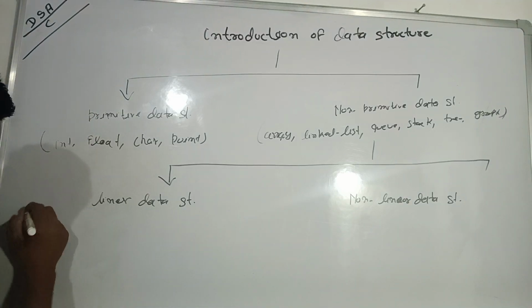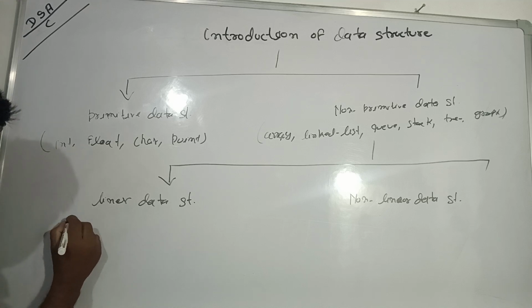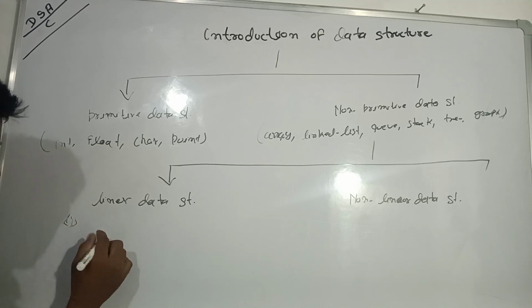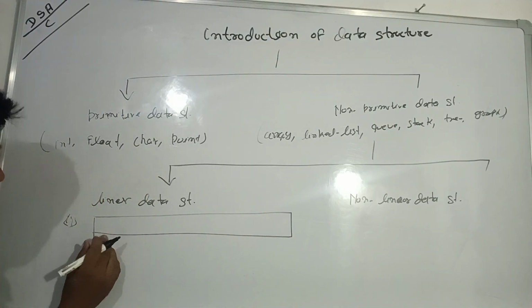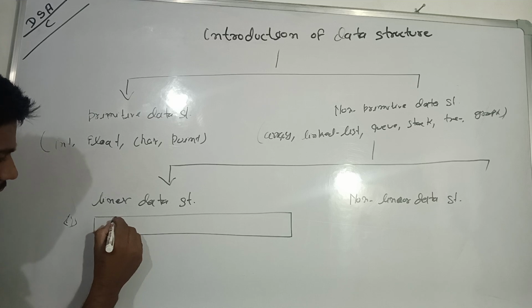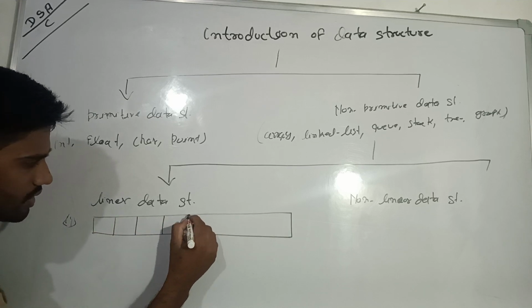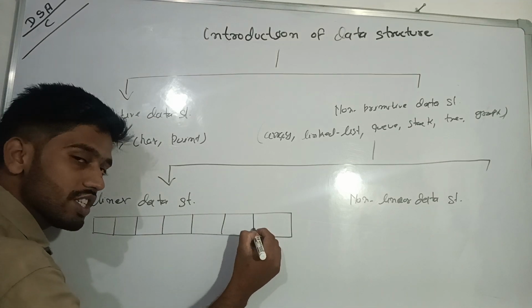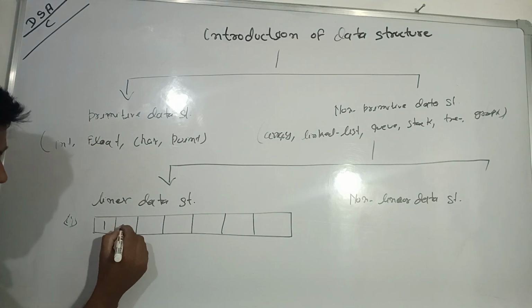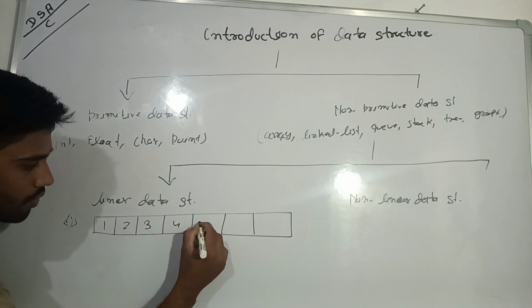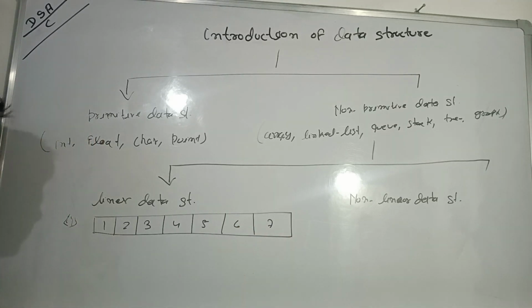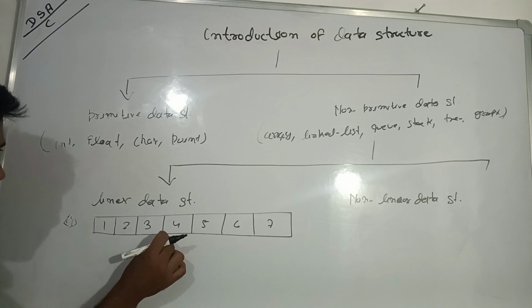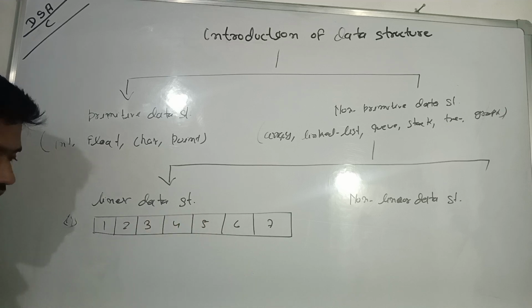We can take an example of an array. In an array the size is fixed, and we can always manage the data in sequential order like 1, 2, 3, 4, 5, 6, 7. All the data is arranged in the sequential order.